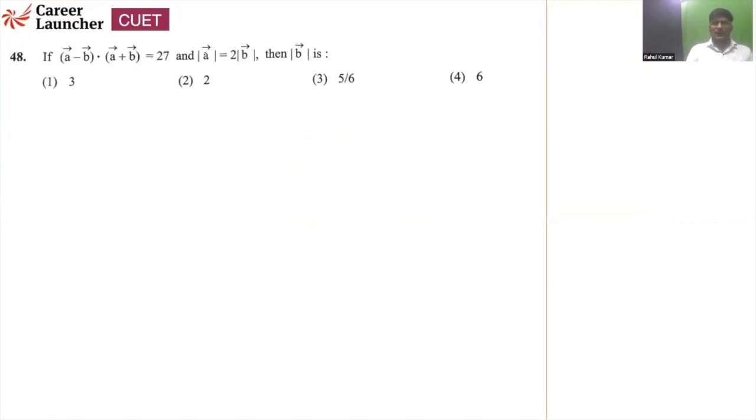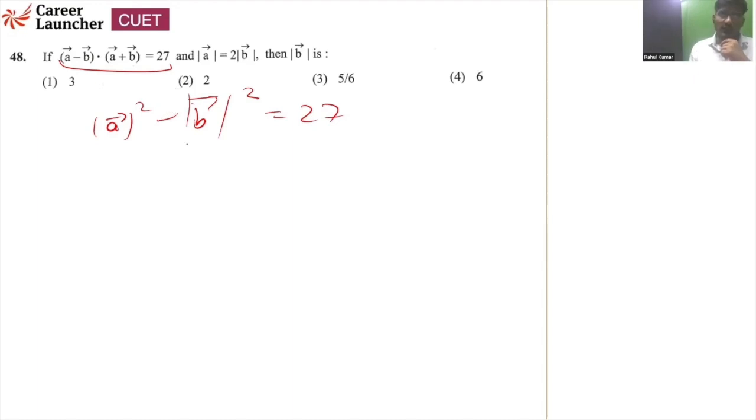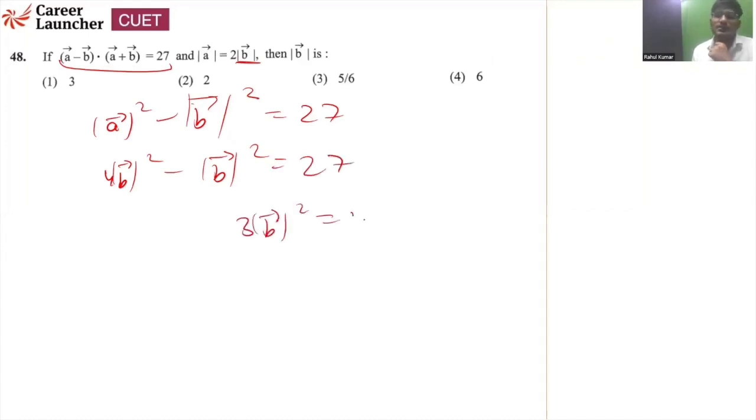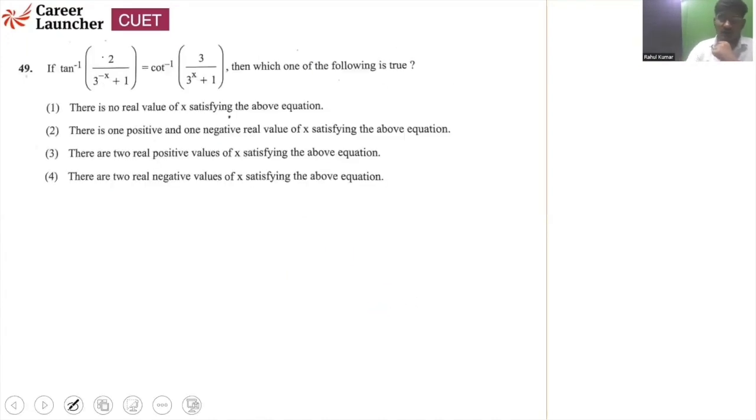Now the second one: the magnitude of vector A is equal to this, and we need to find the magnitude of vector B. This is nothing but the magnitude of A squared plus the magnitude of B squared. Here we have a negative sign; I mistakenly wrote this. Now the A vector is this, so it becomes 4 times the magnitude of B squared minus the magnitude of B squared, equal to 27. Now 3 times the magnitude of B squared is 27, which means the magnitude of B squared is 9. So the magnitude of B is 3, and option 1 is the correct answer.